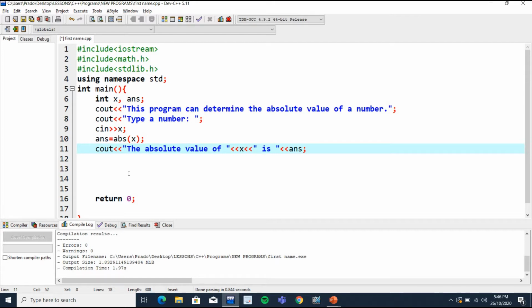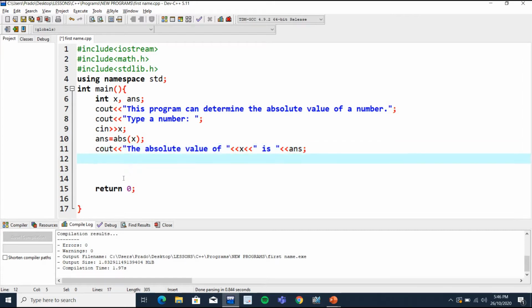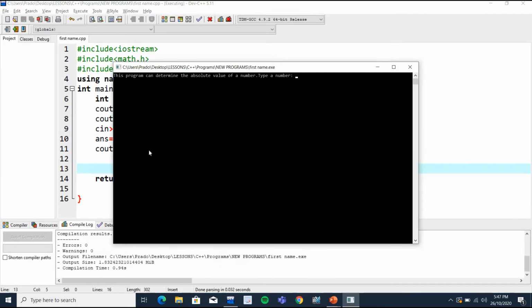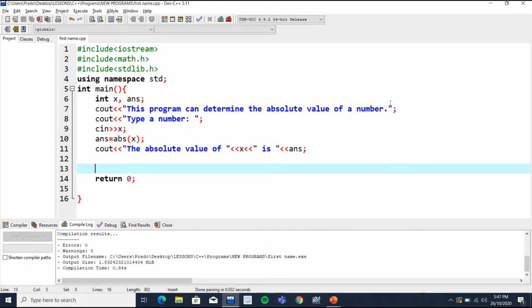So, we will try to run the program. Wag nyo laging kakalimutan po si return 0. F11. So, kung makikita nyo dito, this program can determine the absolute value of a number. Pero, hindi po siya nakababa. So, dagdagan po natin siya ng /n dito sa may after ng number. /n, and then run.